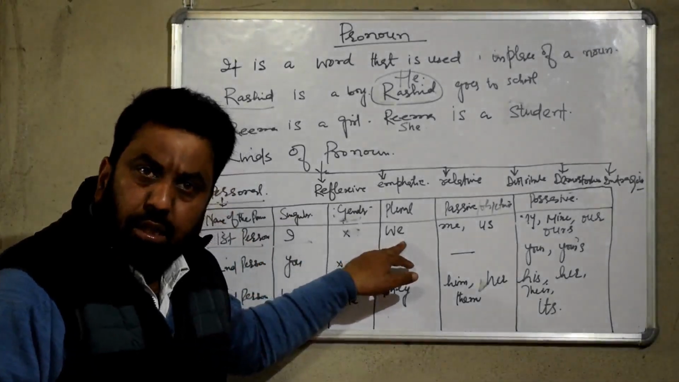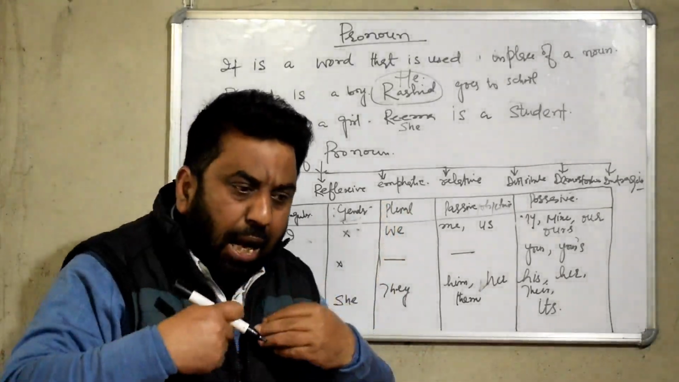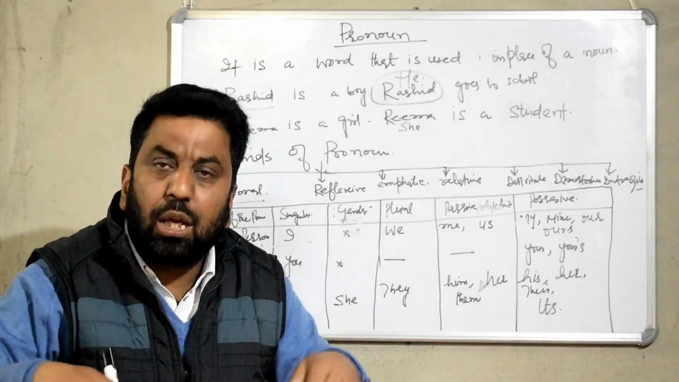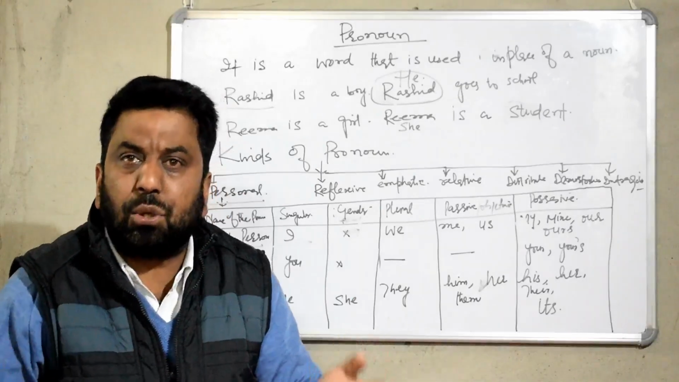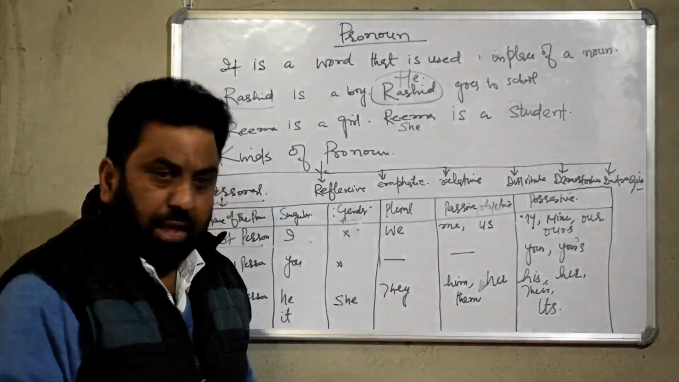And when we talk about the plural, it changes from "I am a teacher" to, if we are more than one teacher and we speak collectively, "we are teachers." "I am a student," "we are students." So then there is the passive case.